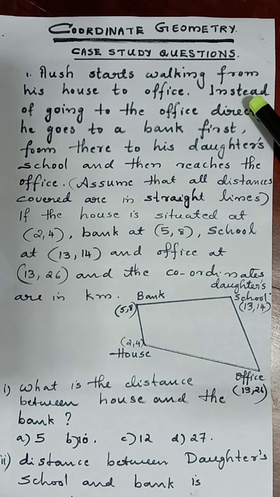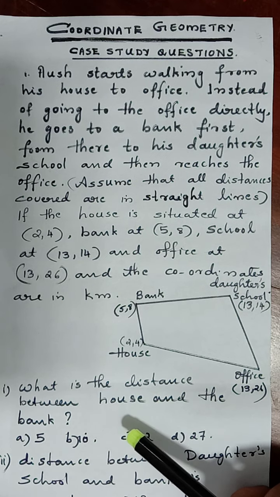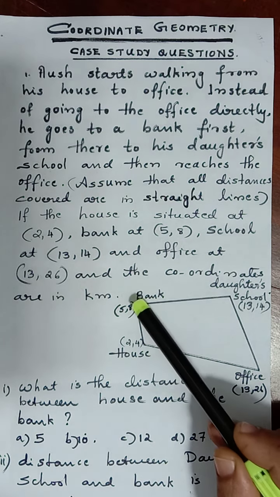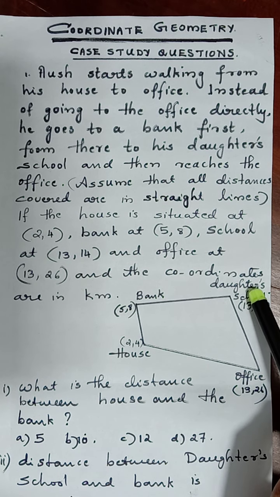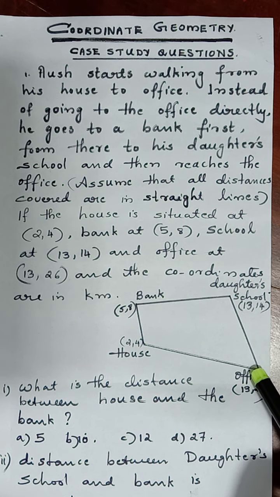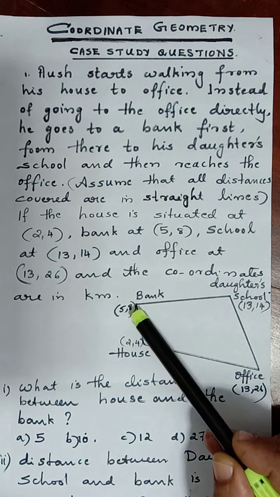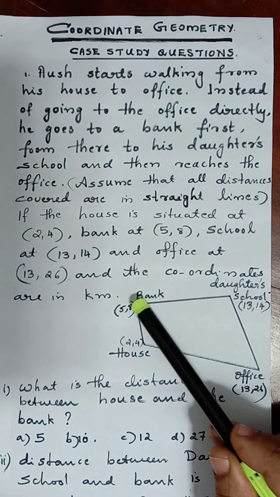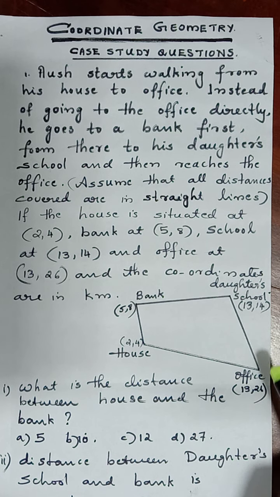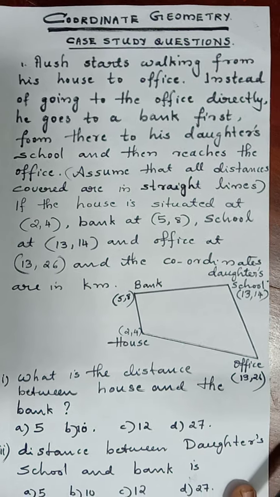He starts walking from his house to office. So we will see the route. Instead of going to the office directly, he goes to the bank first. First from house to bank, then from there to his daughter's school, and then reaches the office. So the coordinates are also given to us. So first movement from house to bank, bank to daughter's school, from daughter's school to office. Okay, let us move to the first question.